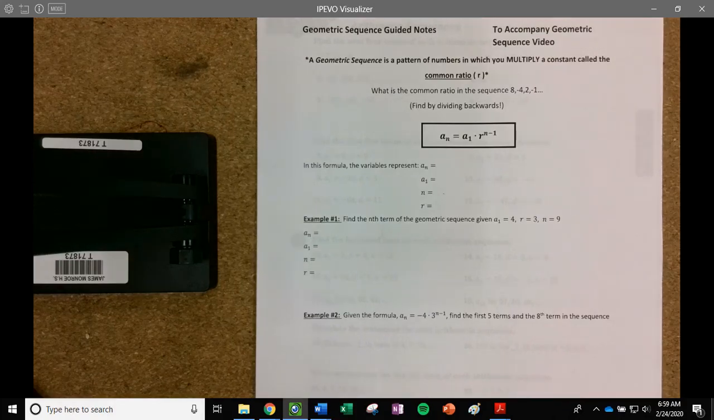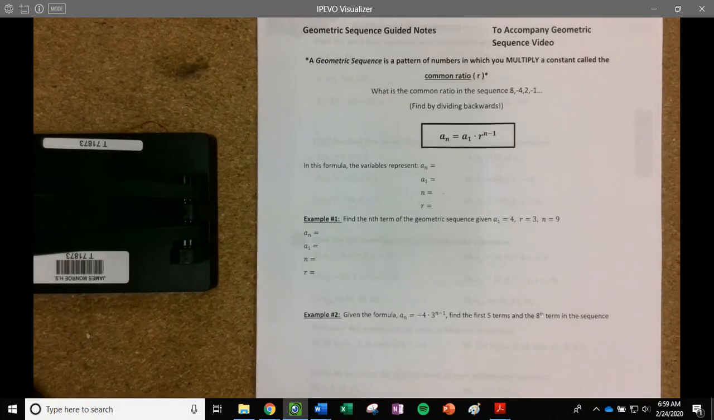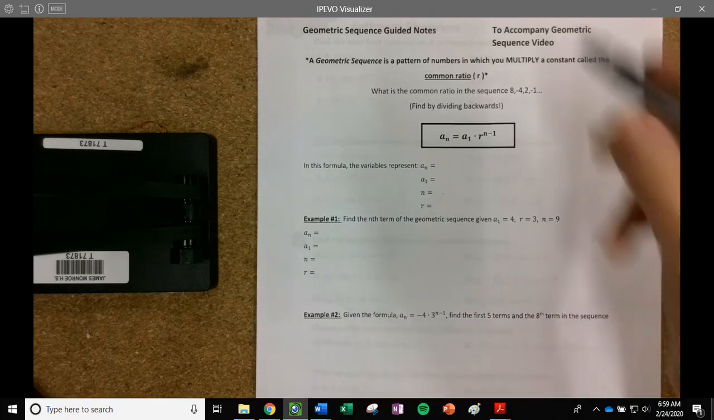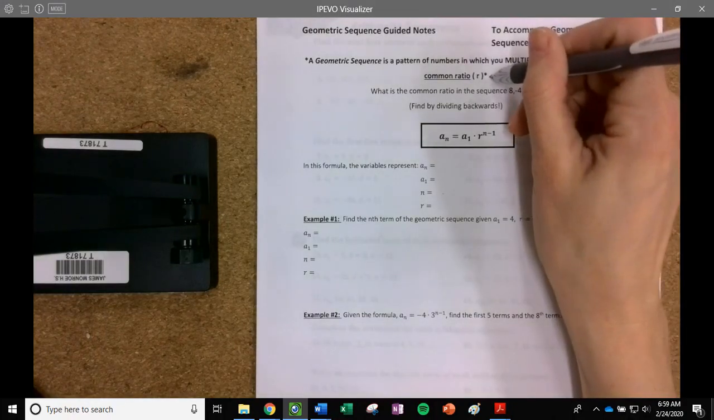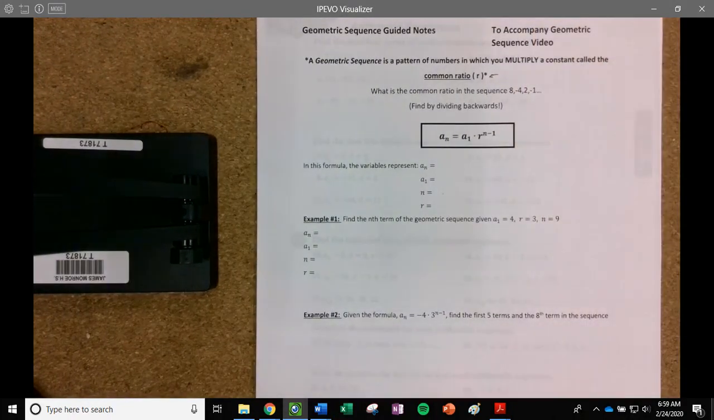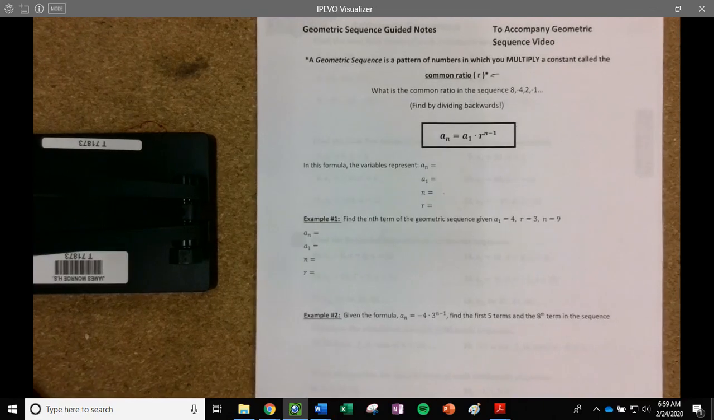And really, the only difference is that a geometric sequence is a pattern of numbers where you multiply by a constant that's called the common ratio, and that is signified by the variable r. So in arithmetic sequences where we added the common difference, now we are multiplying by the common ratio.